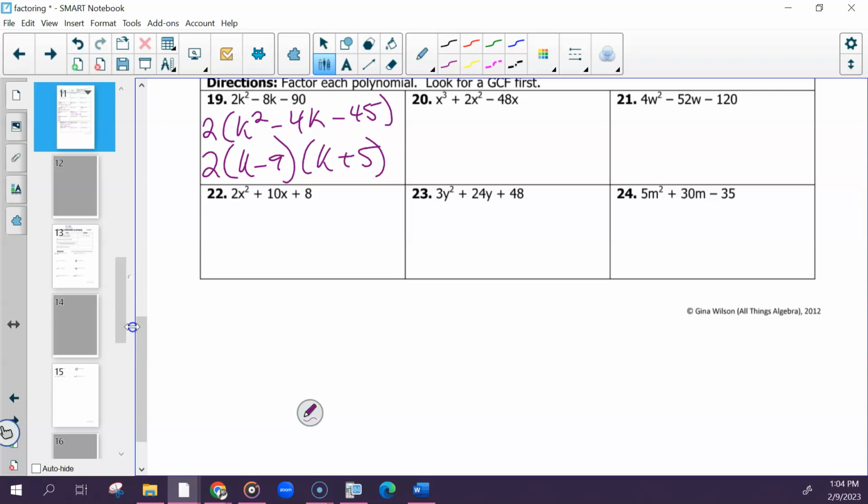That does not matter. The only thing that would matter is if you forget to bring down your 2 and you try to check this, you're going to get a different answer. So be careful with that. Okay. Questions on that process? How we got that answer? Anything like that?